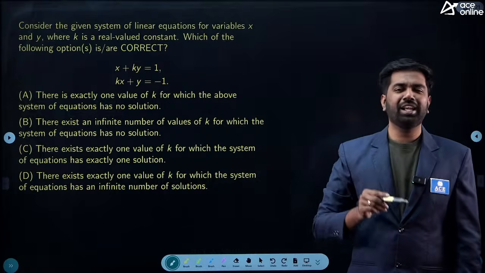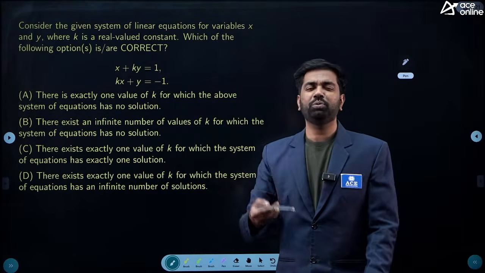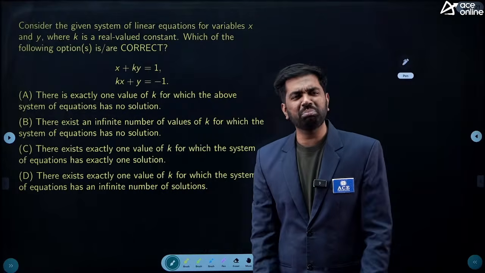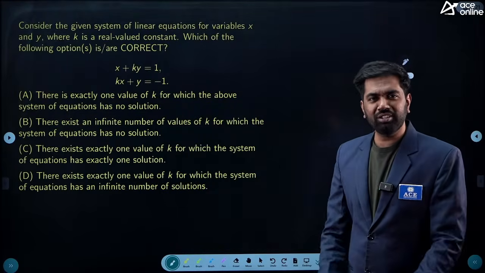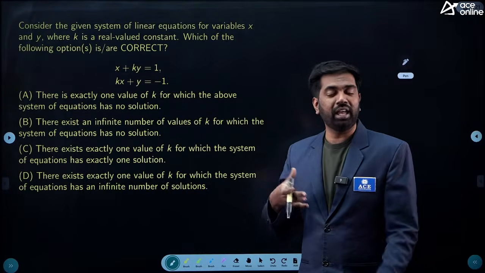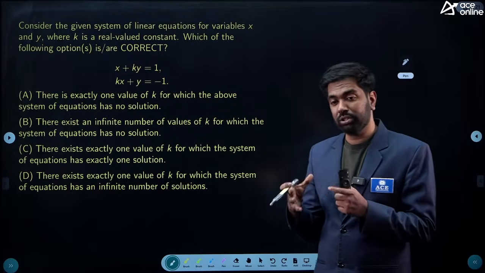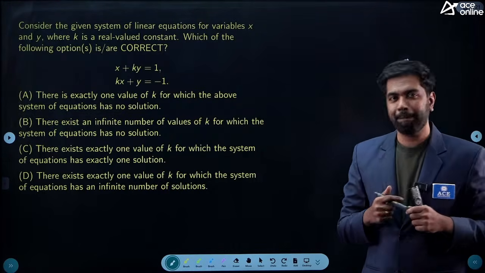Now for a GATE aspirant, a question with two equations in two variables, they say, arey, this is a very simple question. This is what is going to be asked in the GATE. But see the options, when you look at the solution, the analysis that has to be done in this MSQ, you will understand what kind of questions are asked in the GATE exam.